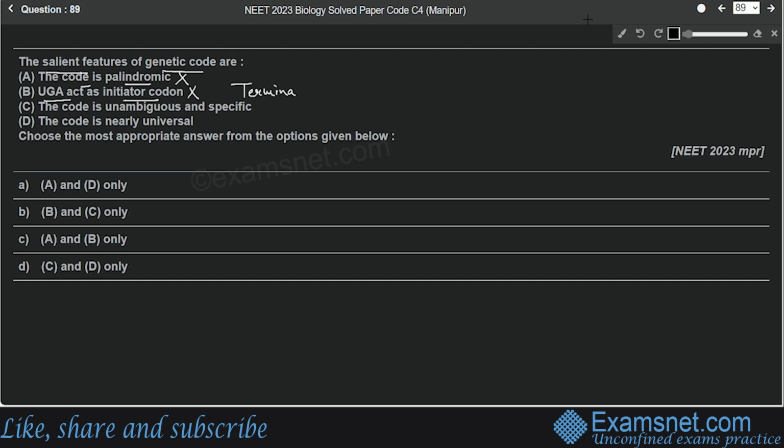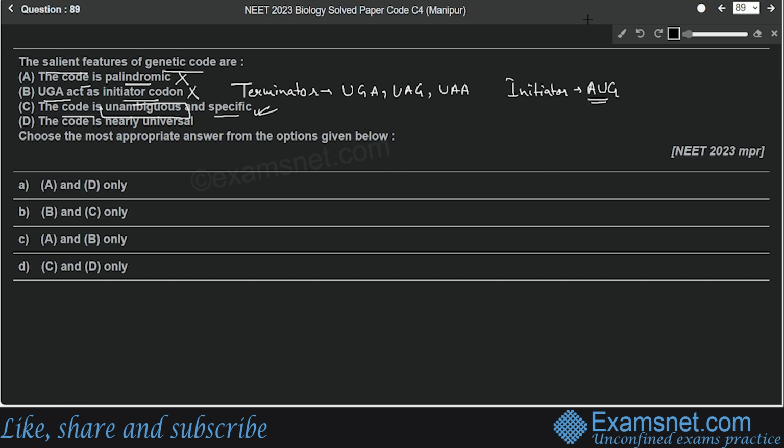Terminator codon. UGA, UAG, and UAA. All these are terminator codons. And what is the example of initiator codon? The example of initiator codon is AUG, that codes for methionine. Then the third one is the code is unambiguous and specific. Yes, this is correct. Unambiguous meaning each codon specifies only one amino acid.